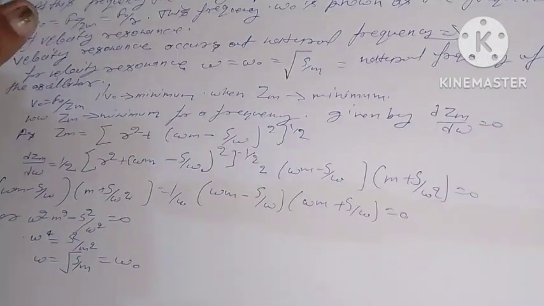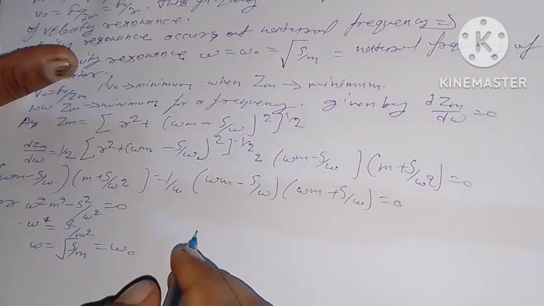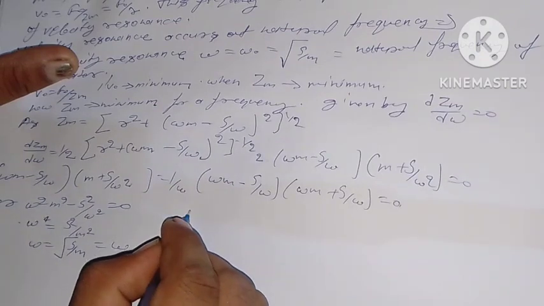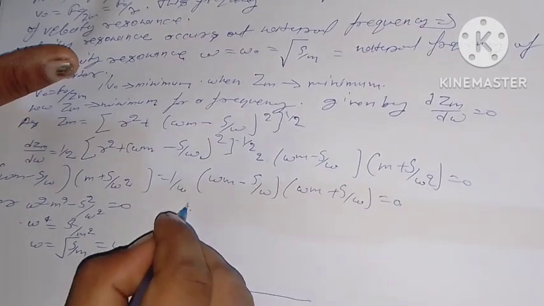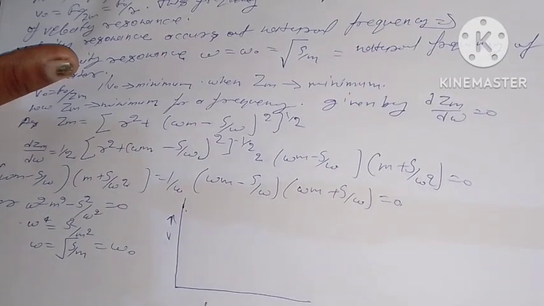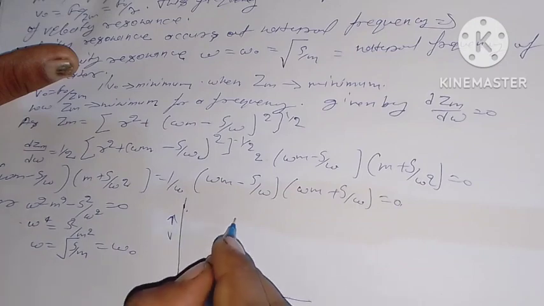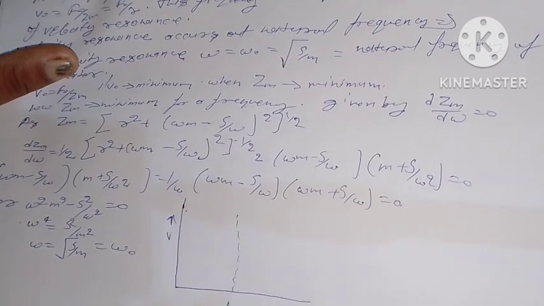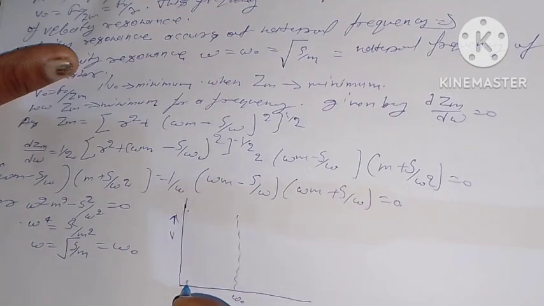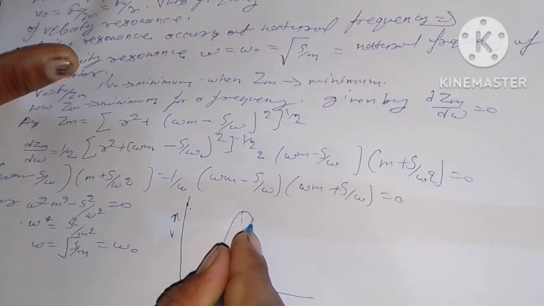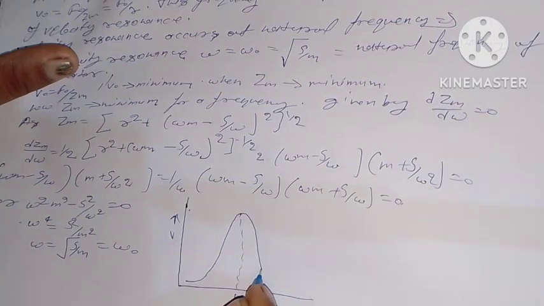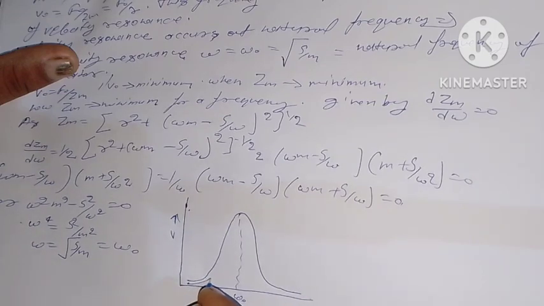Now we will be plotting the graph between omega and velocity. This is velocity and this is the midpoint omega naught. The first graph starts from here and goes up to the top, and after the top goes downwards to the x-axis, and this is the second graph plotting.